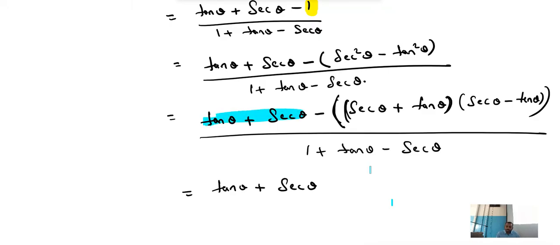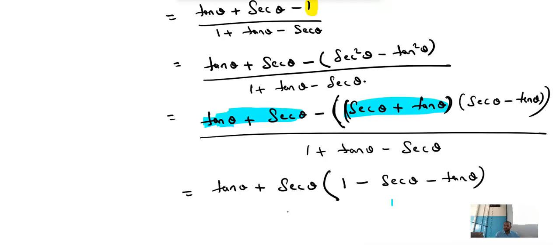Here we can see we have tan theta plus secant theta. Here also we have tan theta plus secant theta. So we can take tan theta plus secant theta as a common factor from both sides. If we take it common, what happens? Here it will be 1. Tan theta plus secant theta into 1 is tan theta plus secant theta. Minus, already this came out. Then what is left here? Secant theta minus tan theta is left inside.